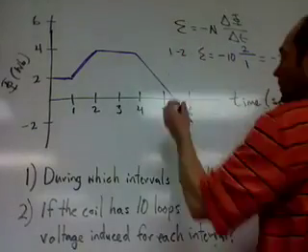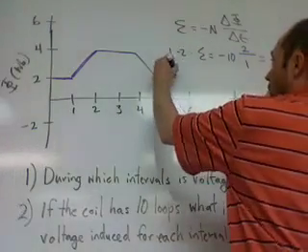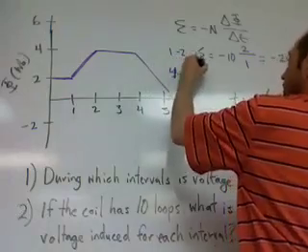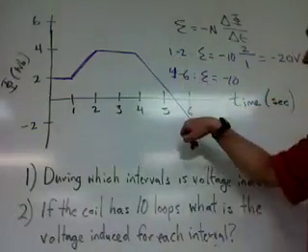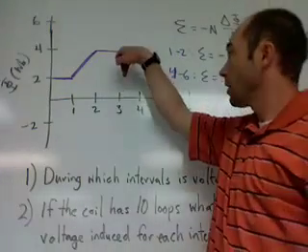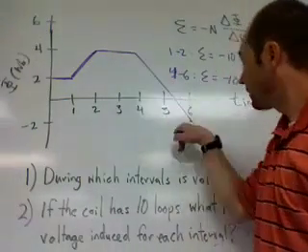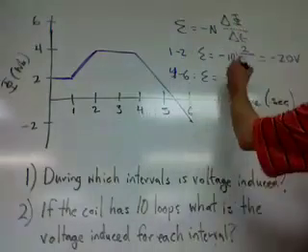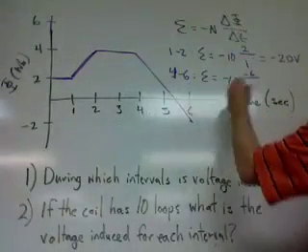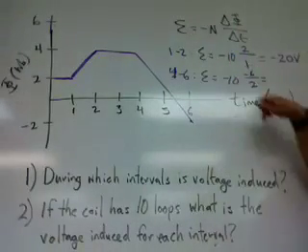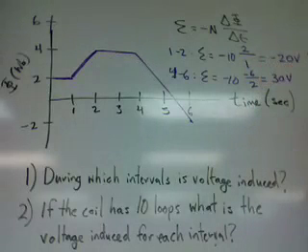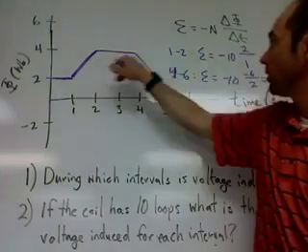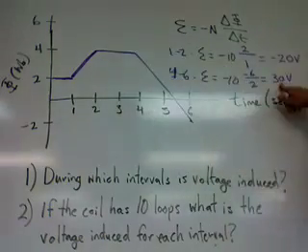From 4 to 6 seconds, you would go negative 10. Final is negative 2. Initial is 4. So if I go negative 2 minus 4, I get minus 6 divided by 2 seconds. And you get negative 3, so you would get 30 volts. So negative 20 volts for this interval, positive 30 volts for the other interval.